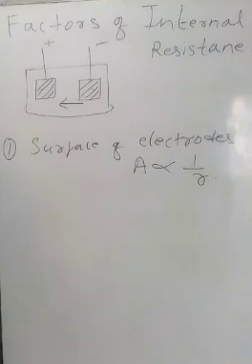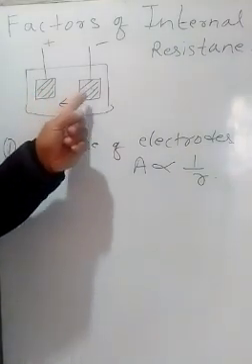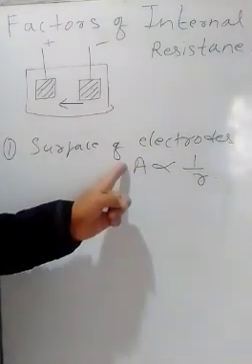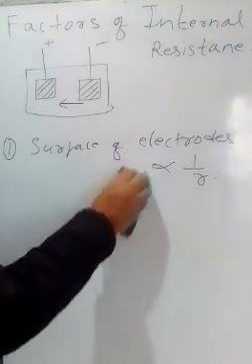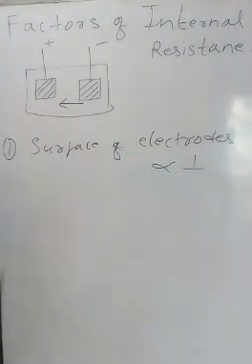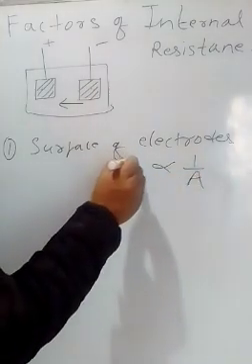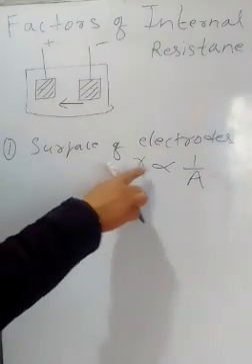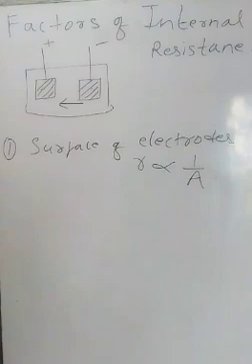This area will be small. Surface area and internal resistance are inversely proportional to each other. When one increases, the other decreases. You can also write it this way: with the area in the denominator, the resistance is inversely proportional to the surface area of the electrode.